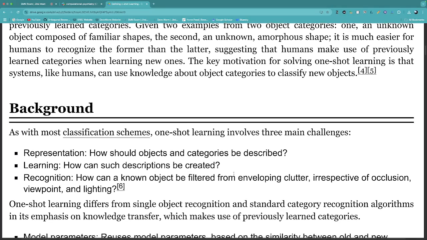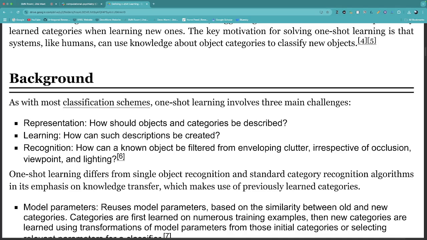And so, as with most classification schemes, one-shot learning involves three main challenges. So the first is representation. How should objects and categories be described? Then there's learning. How should such descriptions be created? And then there's recognition. How can a known object be filtered from enveloping clutter, irrespective of occlusion, viewpoint, and lighting? So recognition is isolating the feature. Learning is sort of the schema for creating new descriptions, and then representation is how do you merge that feature space and the category space.